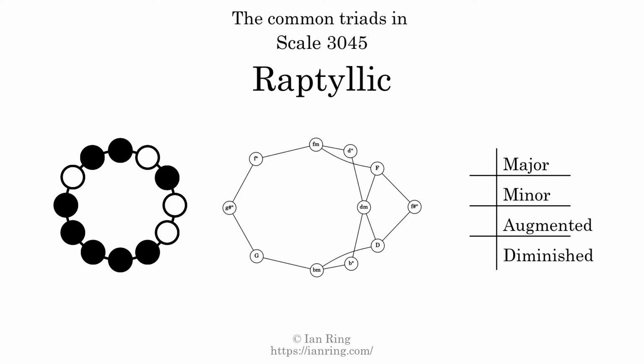The diagram in the center is a graph of parsimonious voice leading between triads. There are 3 major triads. There are 3 minor triads. There are no augmented triads. There are 5 diminished triads. Here is a Hamiltonian path of parsimonious voice leading that uses all the triads.